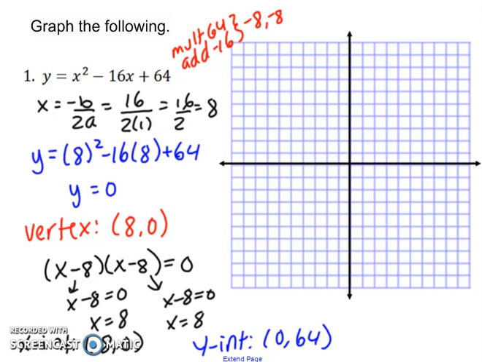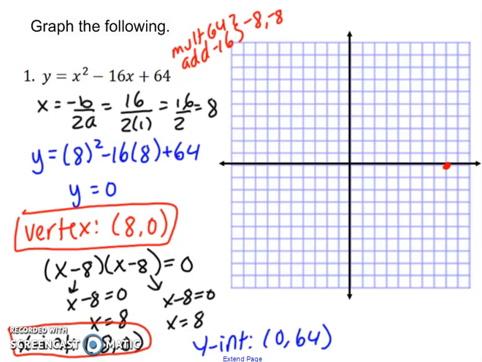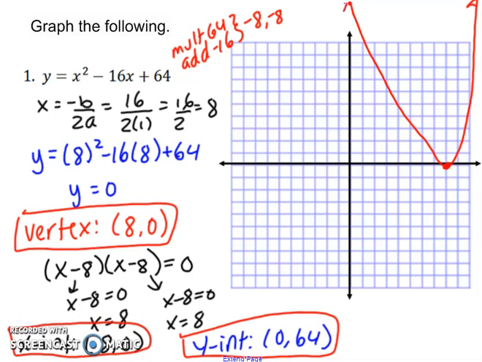Okay, so I have my vertex, which is (8, 0). So if I graph it, (8, 0). And then my x-intercept is (8, 0) also. And then my y-intercept is (0, 64), which is way up top, so, really bad, but off the screen. But that is our parabola.